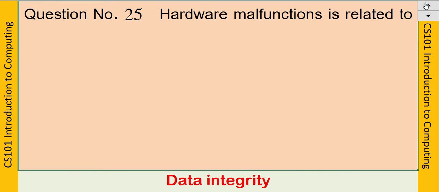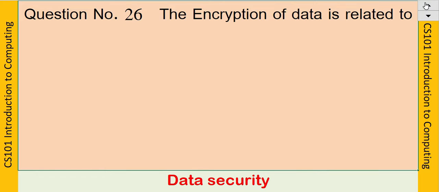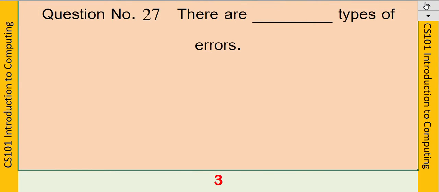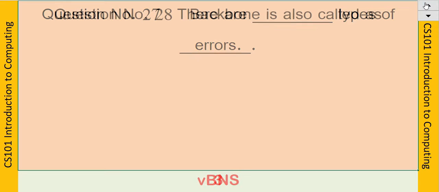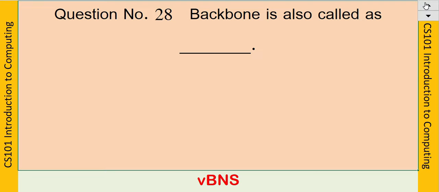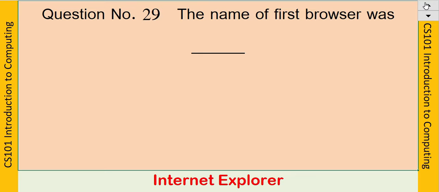Hardware malfunctions is related to data integrity. The encryption of data is related to data security. There are 3 types of errors. Backbone is also called as VBNS. The name of first browser was Internet Explorer.